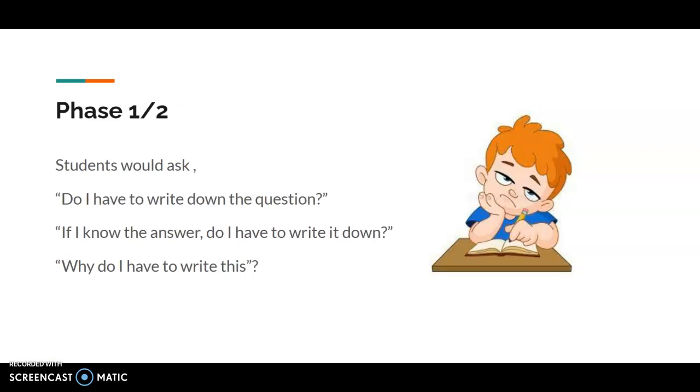Again, during this process, students are asking, do I have to write down the question? If I know the answer, do I have to write it down? Why do I even have to write this? And essentially, it comes to my research question, but it just seems that students aren't engaged or they're just bored, and so that's what I'm finding out during this phase.